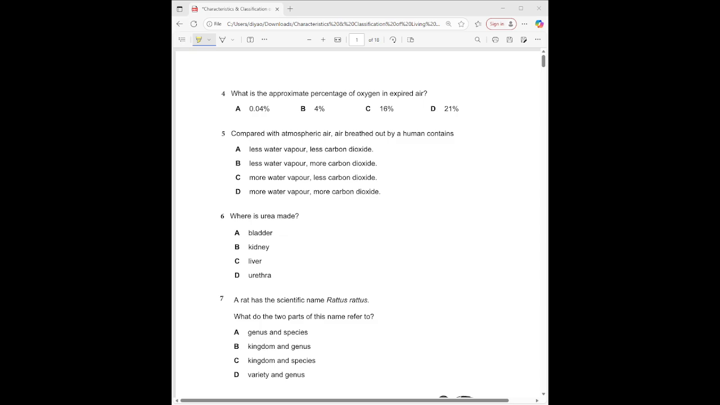When we breathe in, inhaled air, the air around us, the atmosphere, contains about 21% oxygen, 0.04% carbon dioxide, and the rest is mostly nitrogen. Our body uses oxygen for respiration, the process in which cells use oxygen to release energy from food. So when we breathe out expired air, some of that oxygen has been used up and carbon dioxide has been added. Let's compare by making a table right over here.